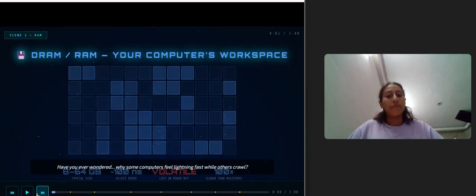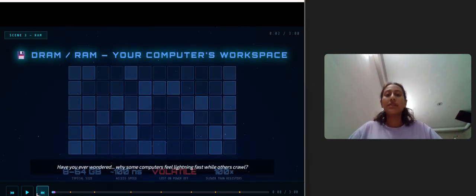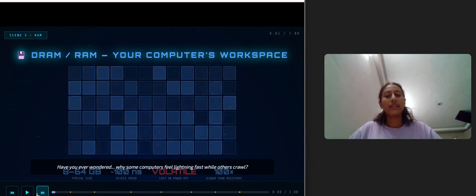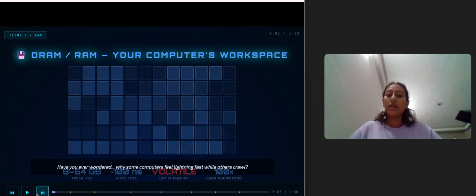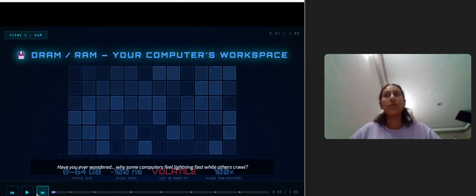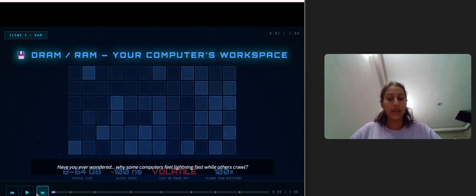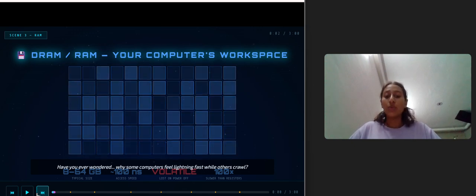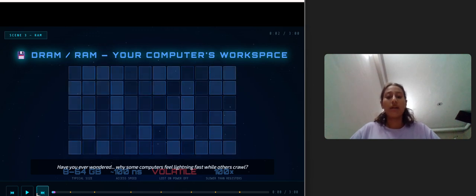Now we move to RAM, random access memory, also known as your computer's workspace. RAM stores programs and data that are currently in use. Typically its size ranges from 8 GB to 64 GB and its speed is around 100 nanoseconds. But there's one important thing. RAM is volatile. It means all data is lost when power is turned off.